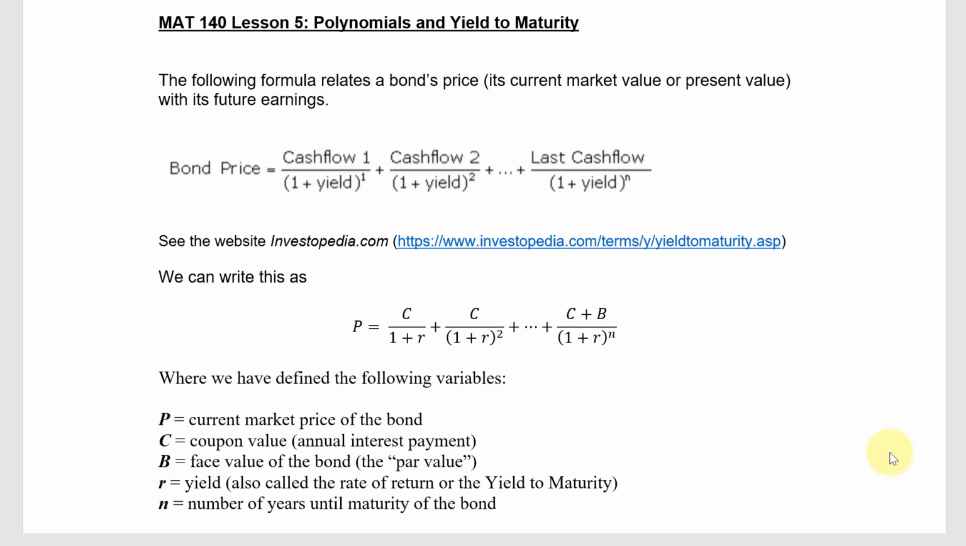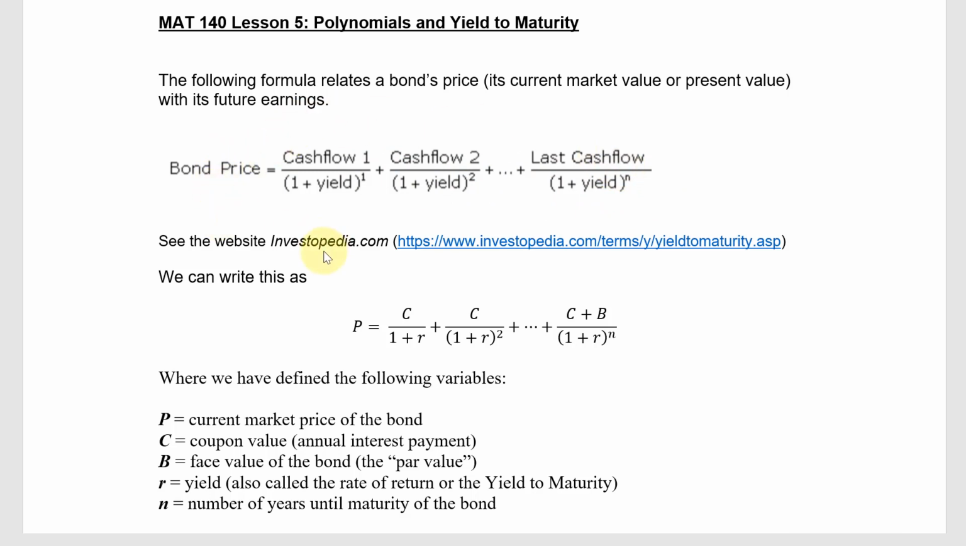This is the MAT140 lesson number 5 on polynomials and yield to maturity. The following formula relates a bond's price, its current market value or present value, with its future earnings. So we have the current price of the bond is equal to a series of terms which involve cash flows and this yield, that is, an interest rate, a growth rate or rate of return. And so this is a formula that we could use generally for calculating bond prices.